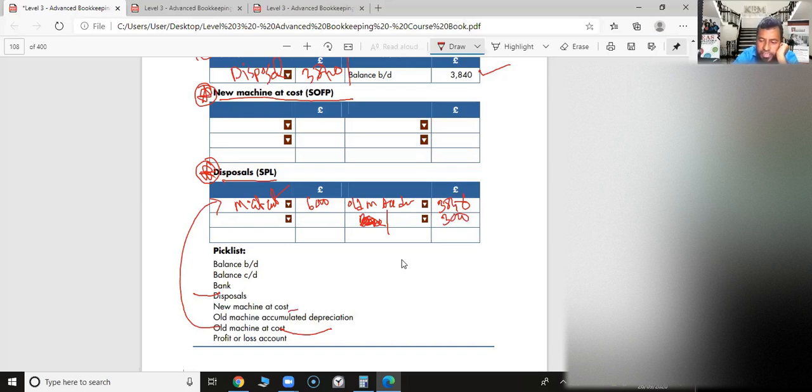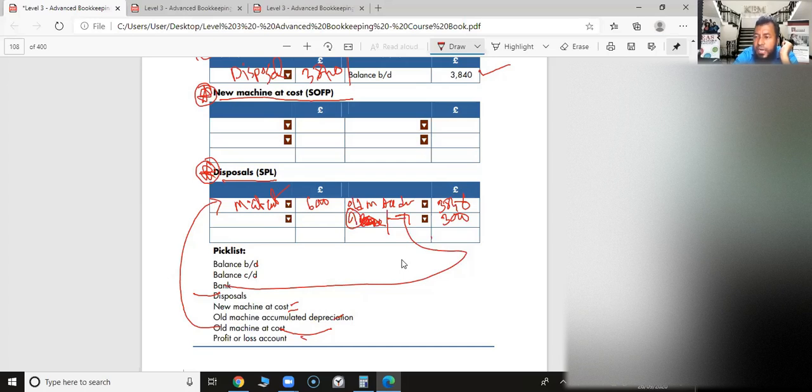There is no other option. I'll check the answer here. Maybe bank would be the most suitable one here, but bank is not the one here. Balance CD, no. New machine at cost, no. Old machine accumulated depreciation. I have a little doubt regarding this box here. I'll check in a minute, don't worry.